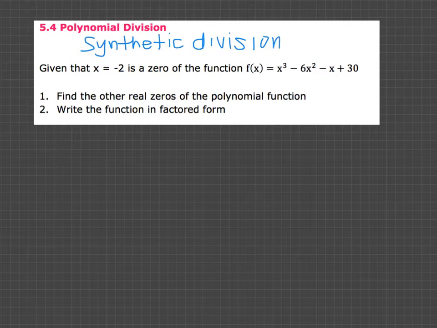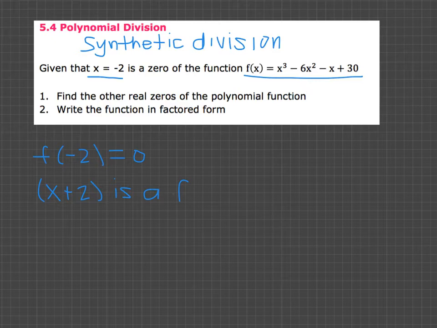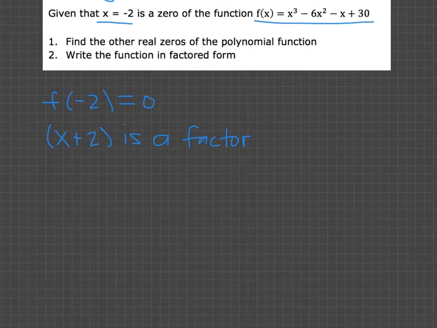So the setup is if we have a polynomial function and we're given a 0, in this case x equals -2, and we want to find the other real zeros of that polynomial function, and we want to write that function in its fully factored form. Okay, let's write down what we know. If x equal to -2 is a 0 of this function, that means that f of -2 equals 0, and it also means that x plus 2 is a factor of that polynomial function, because x equal to -2 would come from that factor, x plus 2.